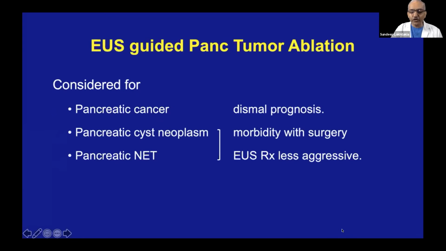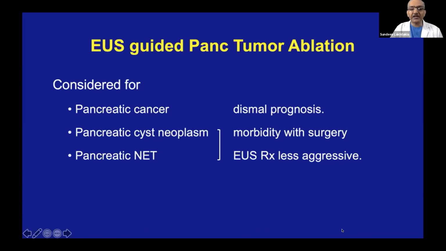I'll be mainly limiting to pancreatic tumor ablation. It's considered for pancreatic cancer because it carries a very dismal prognosis, and trying this modality helps in debulking the tumor, which reduces the pain. We cannot cure the patient, but at least we can reduce his discomfort. For pancreatic cystic neoplasm and pancreatic neuroendocrine tumors, surgery is the standard modality of treatment, but it carries significant morbidity even with surgery, for both lesions.